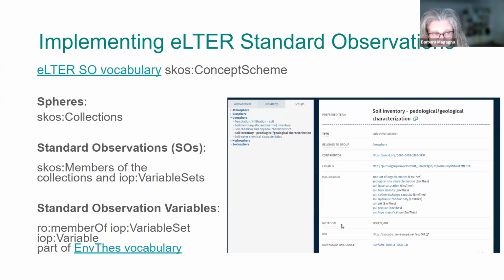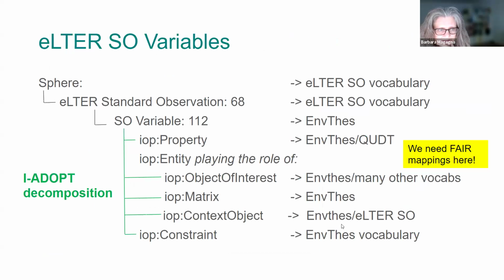And these variable sets themselves also have members, but the relation ontology member relation is what we use in the I ADOPT extension to connect variable sets with variables. And these variables are actually modeled in the ENFTES vocabulary and not in the ELTER SO vocabulary. Here you see a little bit of the overview.